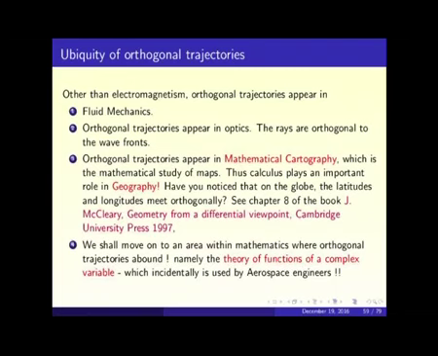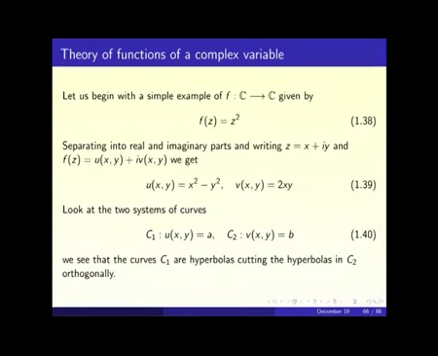Now we shall move on to an area within mathematics and explain how orthogonal trajectories appear over here. And this area of mathematics is called the theory of functions of a complex variable. These ideas are used by aerospace engineers. So let us look at some simple examples coming from the theory of functions of a complex variable. I assure you, we will not use anything that you are not familiar with already.